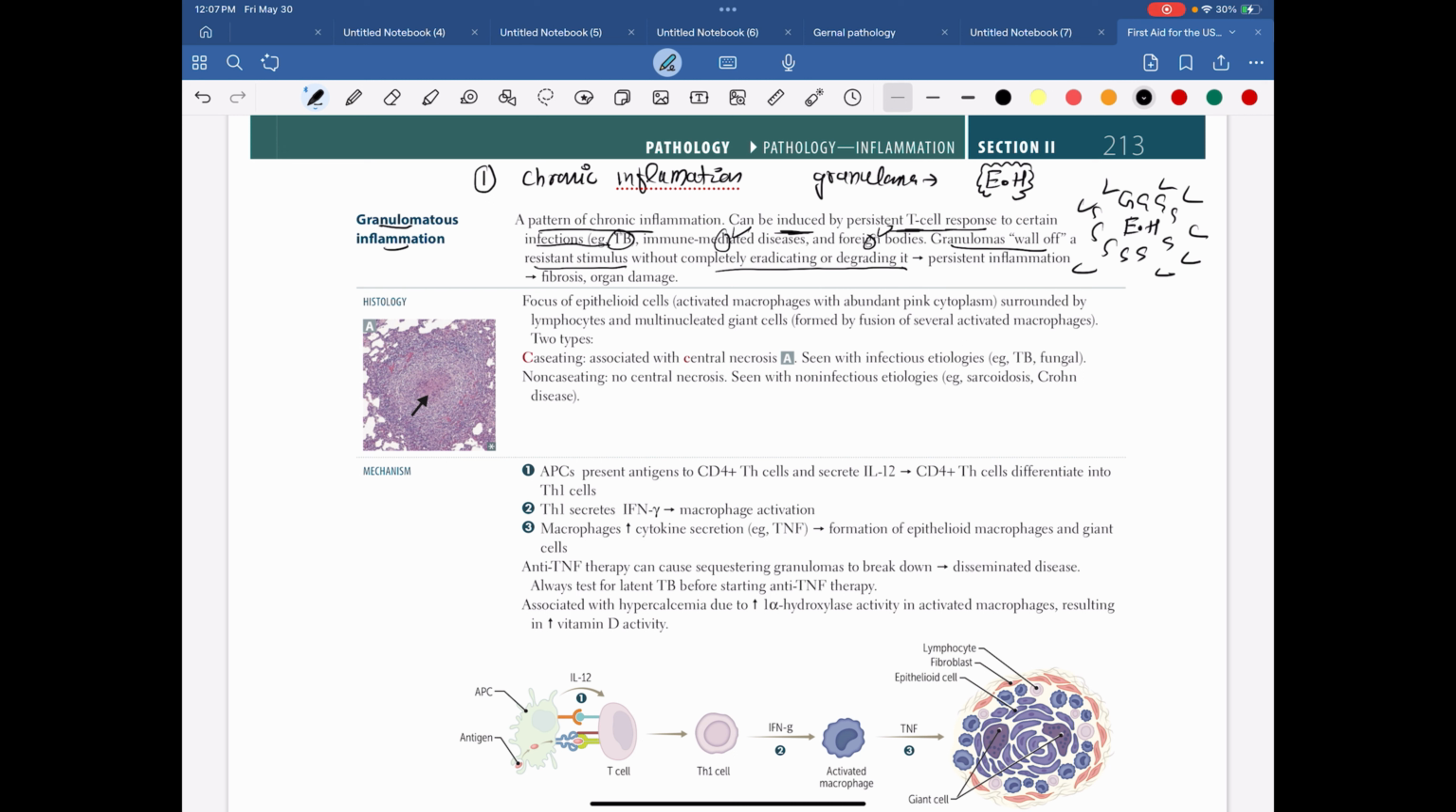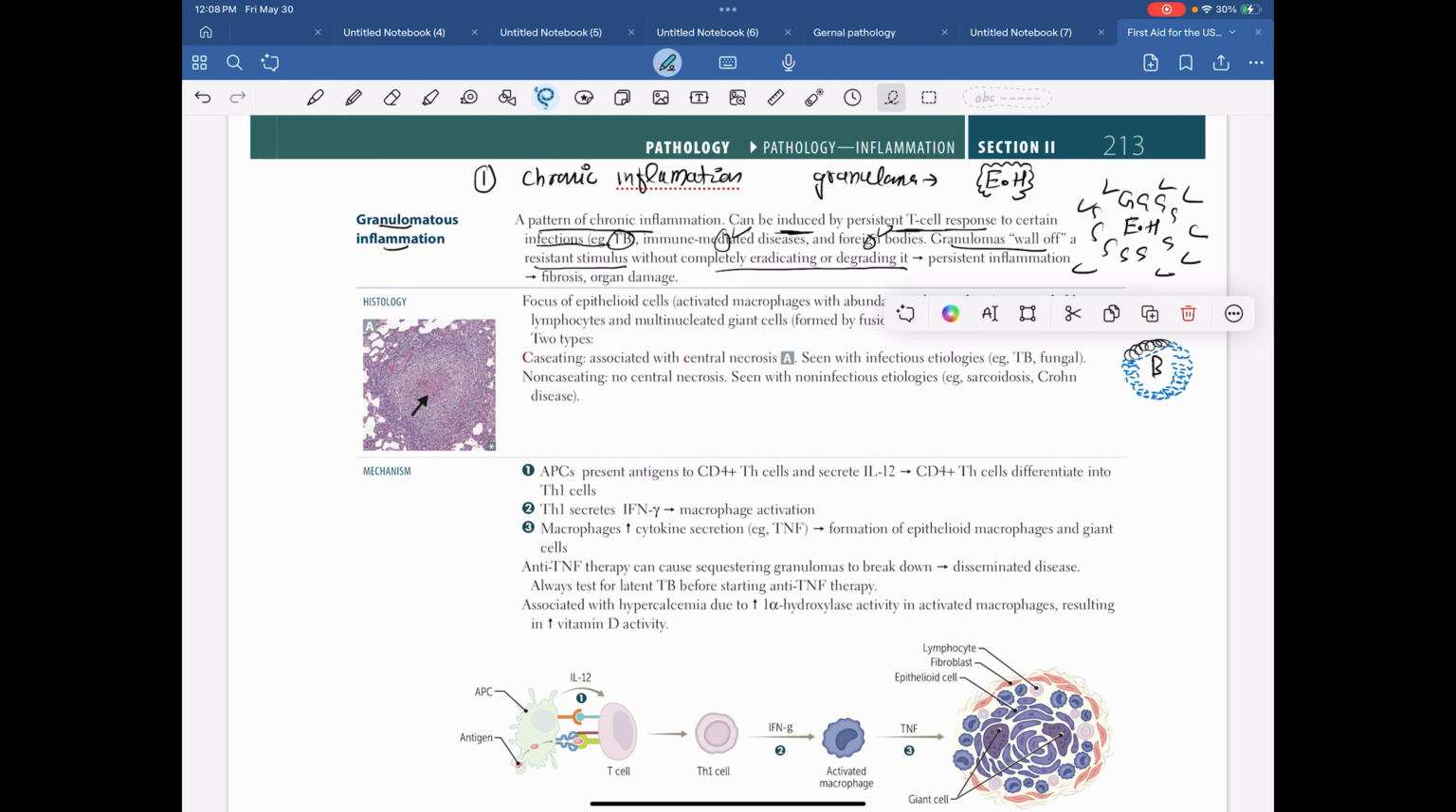What is the meaning of this line? Suppose this is the bacteria, and the bacteria is going to produce infection or inflammation. When the inflammation starts, this bacteria is surrounded by a wall of granuloma, and this granuloma will not eradicate or degrade the bacteria. It only covers it. Why? Because it tries to inhibit the bacterial invasion. It will not allow the bacteria to invade. So this is the basic function of granuloma.